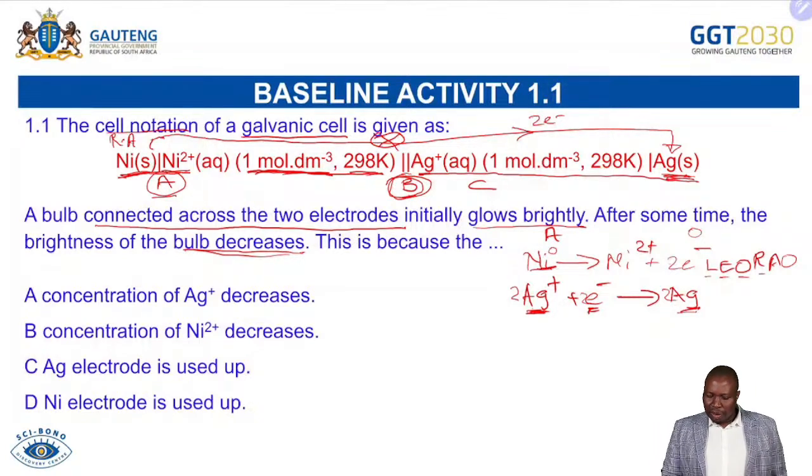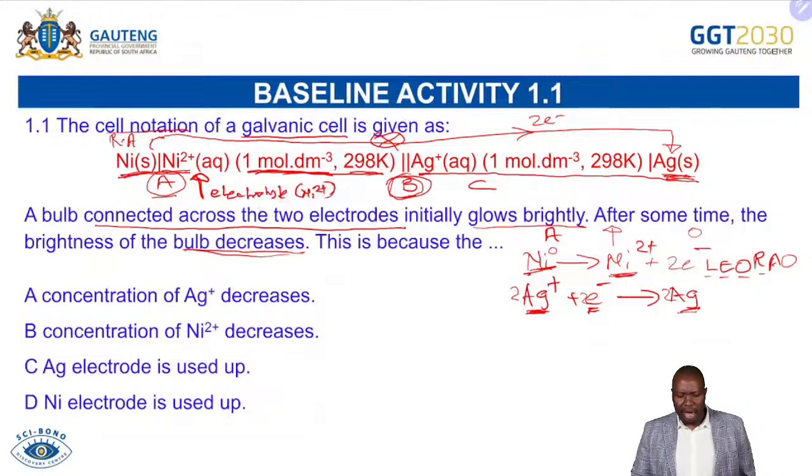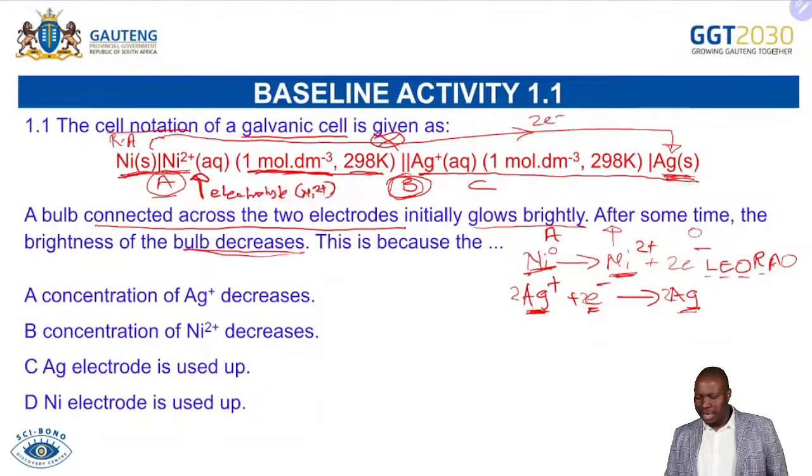So you can see that as nickel loses electrons, the concentration of Ni2+ increases. What is going to happen here? We have an increase in the concentration of Ni2+ on the anode side. That is our electrolyte. The concentration of the electrolyte increases on the anode side. But as the electrons move to the cathode side, they are not coming to react with solid silver. They are reacting with silver ions. And the concentration of this Ag+, our electrolyte on this side, will definitely decrease.